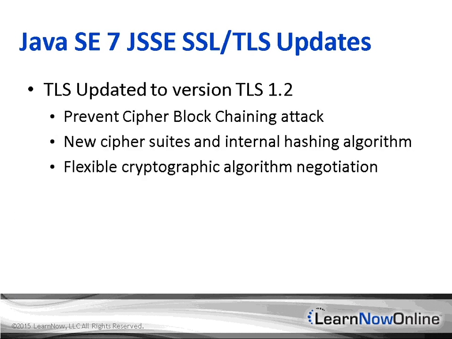Java SE 7 gave us a number of updates to the Java Secure Socket Extension, or JSSE. The Transport Layer Security, or TLS protocol, was updated from version TLS 1.0 to TLS 1.2. The new version has a number of new features, such as preventing the cipher block chaining attack, also known as the CBC attack.